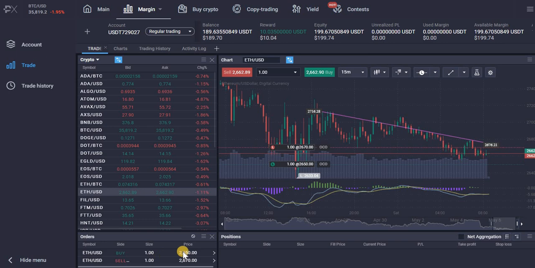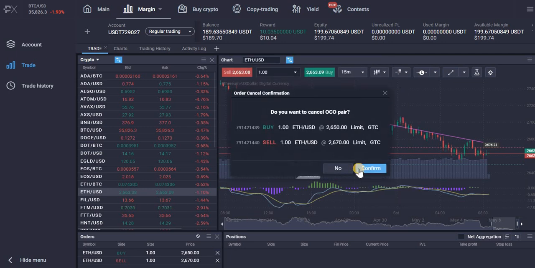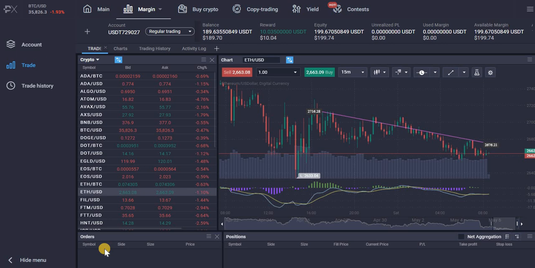If the price goes down to this level at 26.50, my order would be executed and the sell order would be terminated. You can also cancel your orders by clicking on this X right here, cancel this order, and you can see that the second one has been terminated. This is basically how you place your trade on the Primexbt exchange.